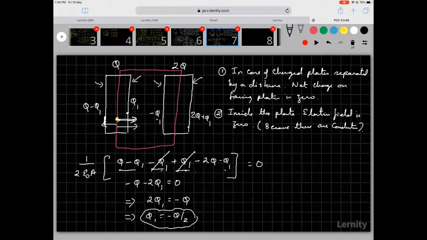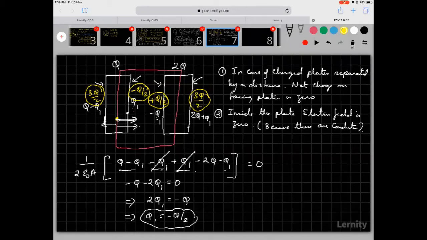So what does that mean? It means that the charge on this plate is minus Q by 2. The charge on this plate is plus Q by 2. Look, in the beginning I assumed the opposite, but then the answer came such that it will take care. So you don't have to worry. So this is 2Q plus Q1. So 2Q minus Q by 2 will give you 3Q by 2. This is also 3Q by 2. Okay. So the charge here is 3Q by 2. The charge here is minus Q by 2. The charge here is plus Q by 2. The charge here is minus 3Q by 2. I hope you are able to understand this.